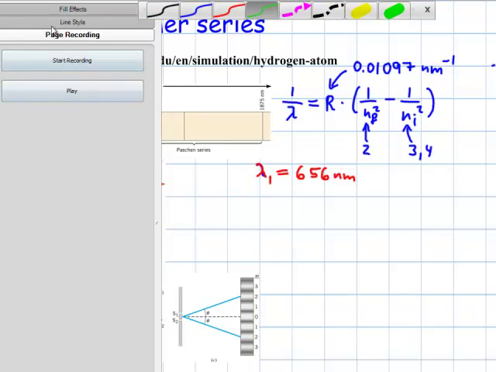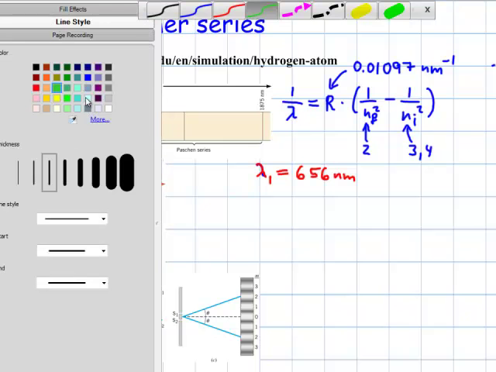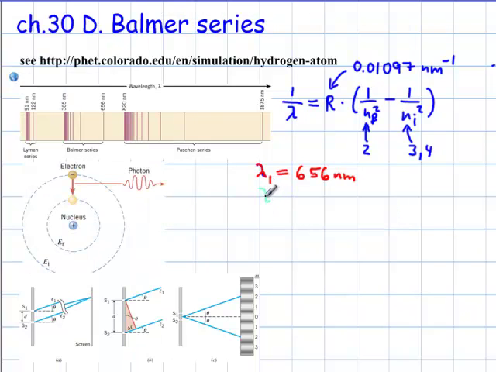And then I'm going to use that turquoise line, and I don't know if I have turquoise. I'm going to try it. Yeah, there. That's not too bad. So lambda 2 equals 486 nanometers.